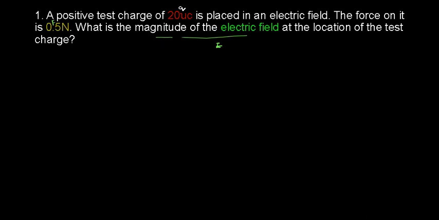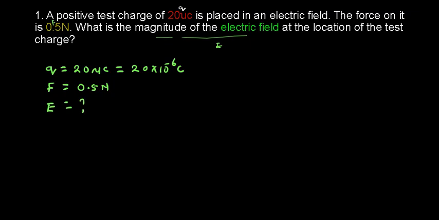So we have Q equals 20 microcoulombs, which you convert to coulombs by multiplying 20 times 10 raised to power negative 6 coulombs. This one is set. Then we have our force, that's another parameter, 0.5 Newton. Then the question asks us to calculate the magnitude of the electric field.